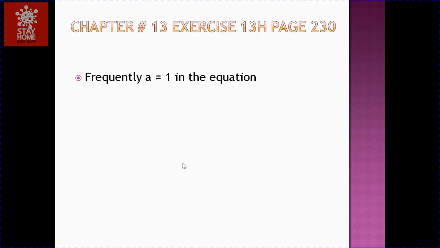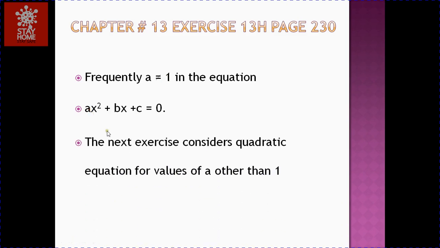Most of the time a is equal to 1 in the equation. In all the previous exercises every equation starts with x square, where a is equal to 1. Ax square plus bx plus c, again this is the standard form of the equation. Here you can see this is a. In almost all previous exercises a is 1, but now it can be different. The next exercise considers quadratic equations with the value of a other than 1.